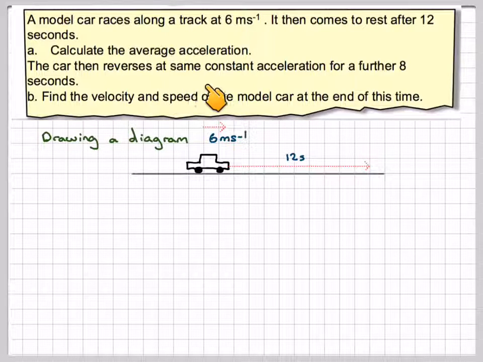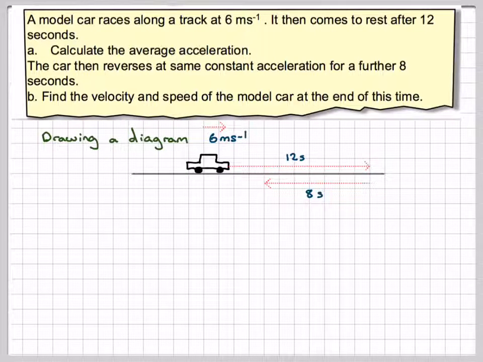It then reverses at the same constant acceleration for a further 8 seconds. Find the velocity and the speed of the model car at the end of this time. So it then reverses for 8 seconds, and what we want to find is the velocity and the speed at the end of this time.